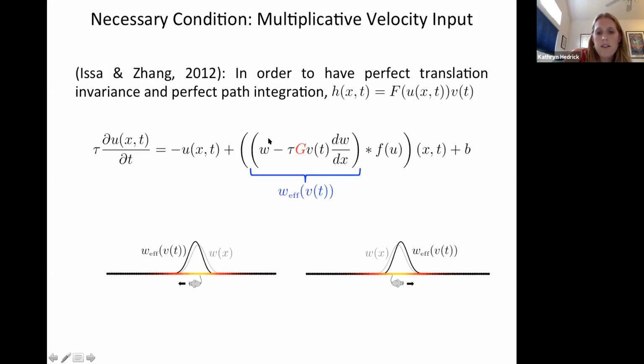And to think about how this model works, we consider this whole thing to be an effective weight. And so instead of just having this even weight tuning curve here, the system learns these effective weights that are proportional to the gradient of W and scaled by the velocity. So that when the animal moves left, because of these weights, you see a shift of the activity bump to the left, and the opposite happens when the animal moves to the right.